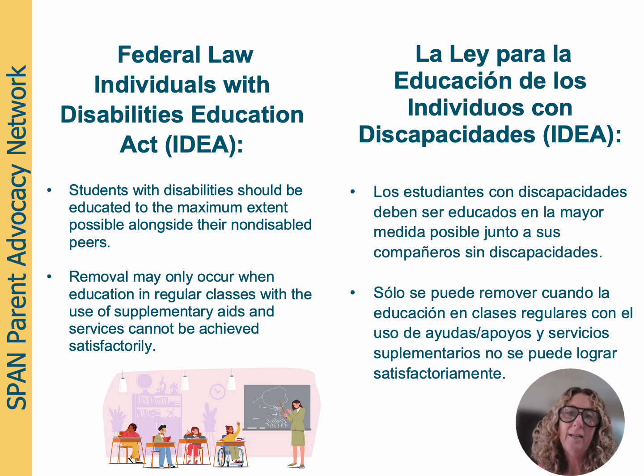Let's start with the legality of inclusion. The federal law that pertains to it is the Individuals with Disabilities Education Act, or IDEA. IDEA is the nation's special education law. It gives rights and protections to students with disabilities. According to federal IDEA, students with disabilities should be educated to the maximum extent possible alongside their non-disabled peers. Removal may only occur when education in regular classes with the use of supplementary aids and services cannot be achieved satisfactorily. It's important to note that there is no mention of the word inclusion in IDEA.